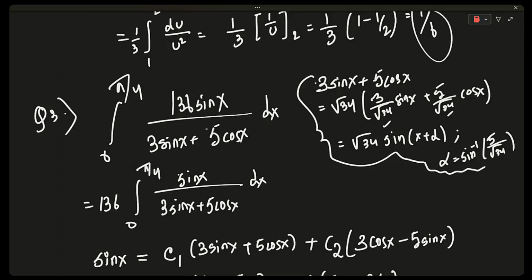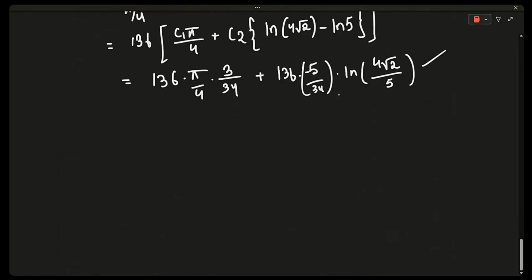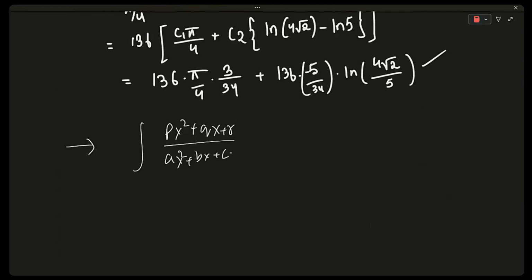Usually, when in the denominator you have trigonometric functions, or linear functions, and in the denominator you have something which could be represented as the derivative. So for example, I can give you a very easy way of saying this. Let's say integral of, I will just give a random example, px square plus qx plus r over ax square plus bx plus c. Let's say you have this.